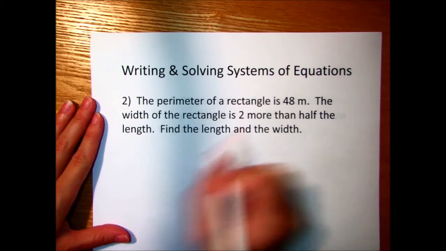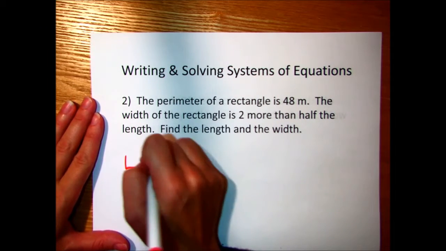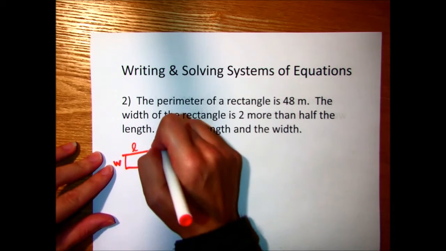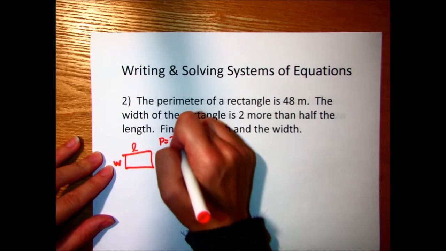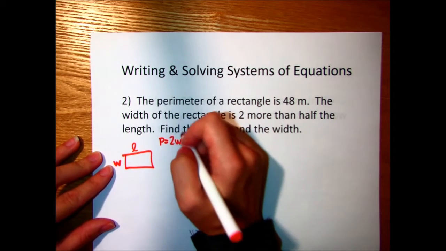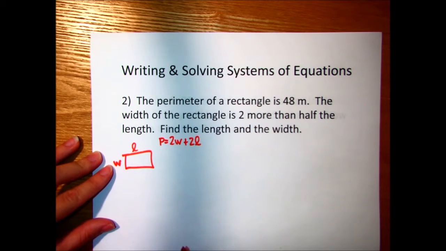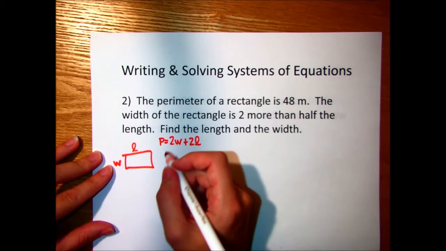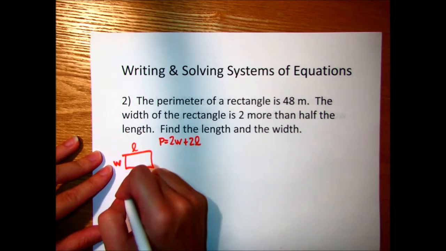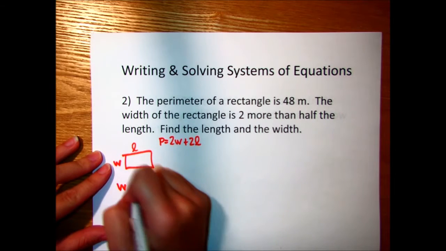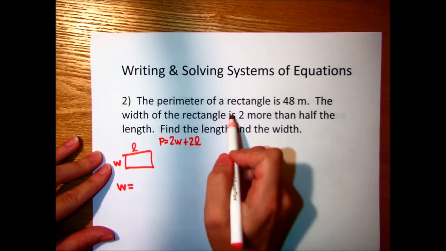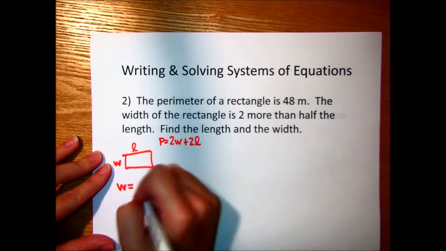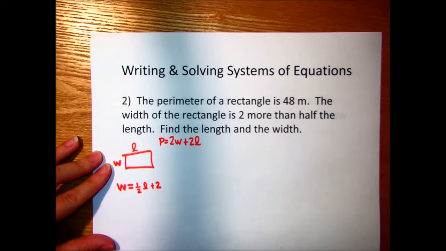The perimeter of a rectangle is 48 meters. Now let's go ahead and draw a rectangle. We know a rectangle is made up of length and width. So the perimeter is typically equal to 2 times the length plus 2 times the width. Now, it says that the width of the rectangle is 2 more than half the length. So the width of the rectangle is, remember, is means equals, 2 more than, which means that comes second, 2 more than half of the length.